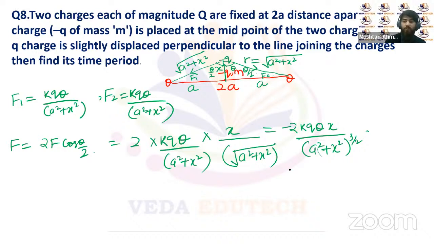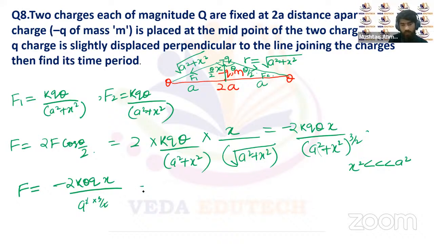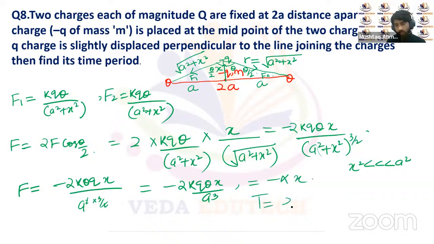Now this displacement is a very small displacement, or we can say x square is much less than a square, so we can neglect x square as compared to a square. So the net force here will be minus 2kQq x upon the square root of a square raised to 3 by 2. The 2 and 2 get cancelled and we are left with minus kQq x upon a cube. Now you can see this represents the equation of simple harmonic motion, that's minus alpha x, where the time period is given by T equal to 2 pi square root of m upon alpha. This is the time period of the simple harmonic motion.